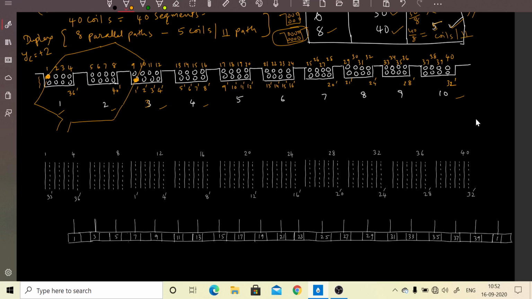So each coil will be placed 2 slots apart. That is why I have numbered the other coil sides as 1 dash, 2 dash, 3 dash, 4 dash, and up to here it is 20 dash, 24 dash, 28 dash, 32 dash, 36 dash and 40 dash, and again 1 dash.